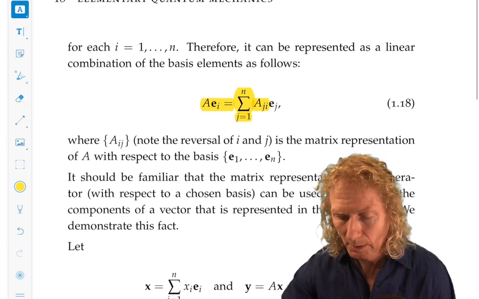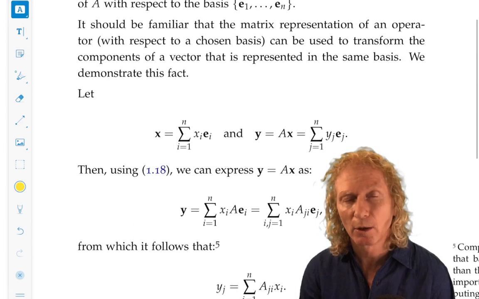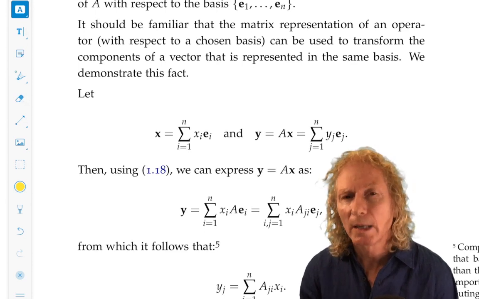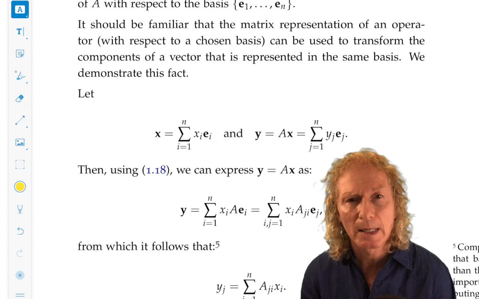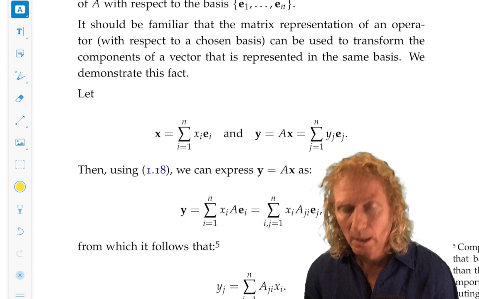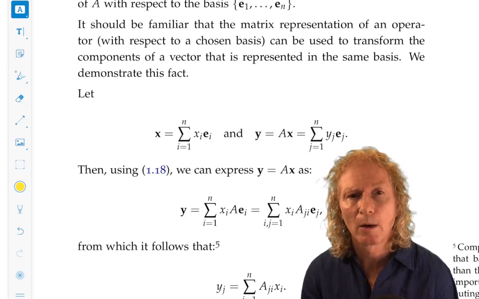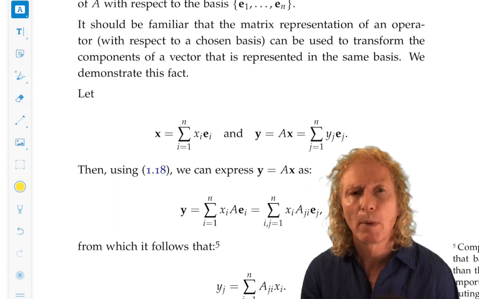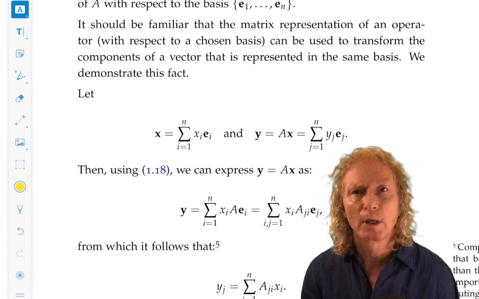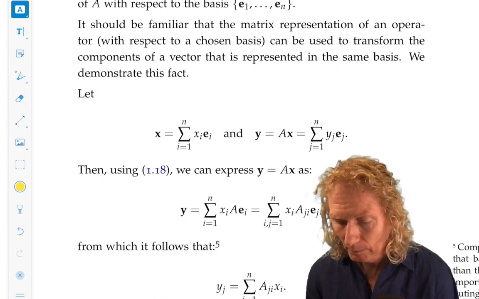Okay, so what are we trying to get at? We have the matrix, we have the linear operator A, we've let it act on each basis element. So the idea is, if we have any vector X, and we let A act on X, we can determine how A acts on X by determining how its matrix transforms the components of the vector X. What are the components?